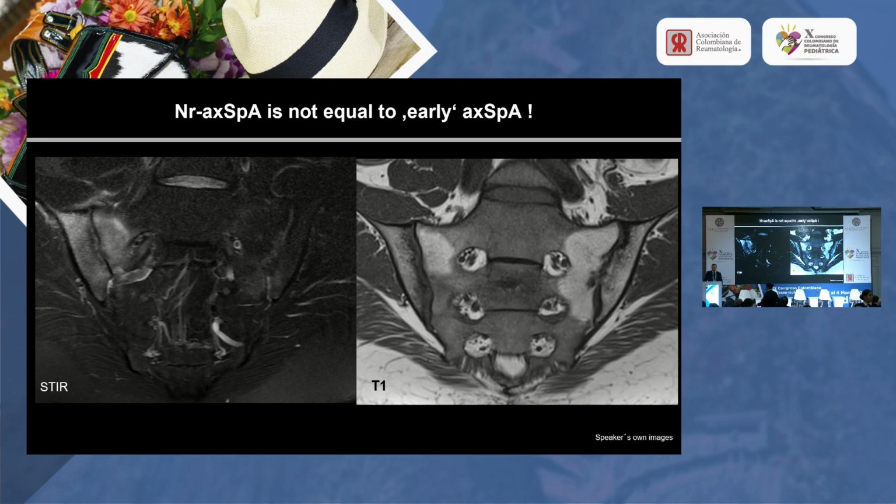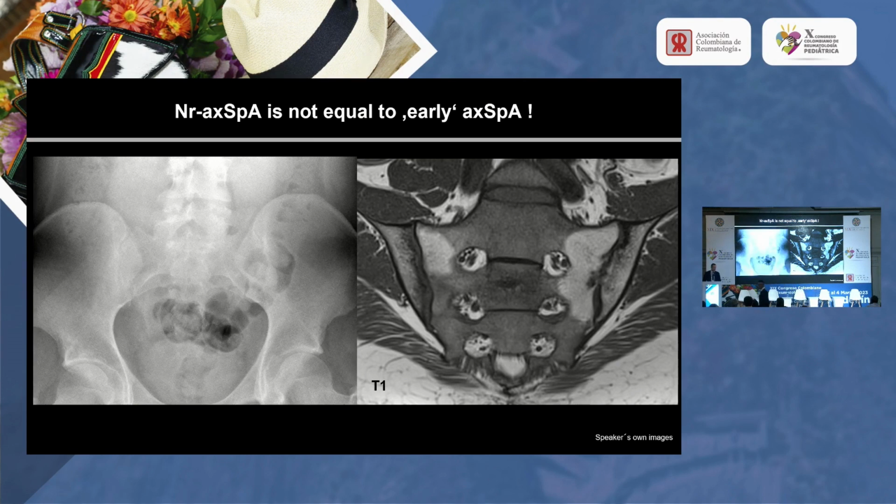One other thing that I would like to remind you for diagnosis is that, as you see on the slide and the title, you should not make the mistake of thinking that non-radiographic axial spondyloarthritis is milder than radiographic. You see here a typical patient with, on the left side, the STIR sequence, the STIR MRI, with a lot of inflammation. If you look at the X-ray of that same patient, that doesn't show anything pathologic.